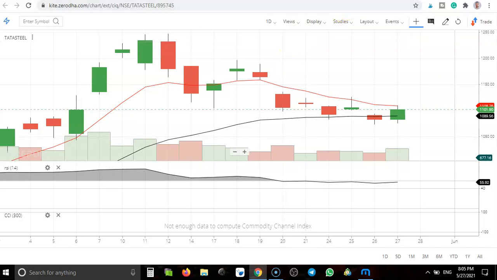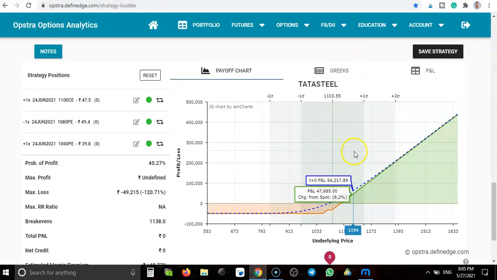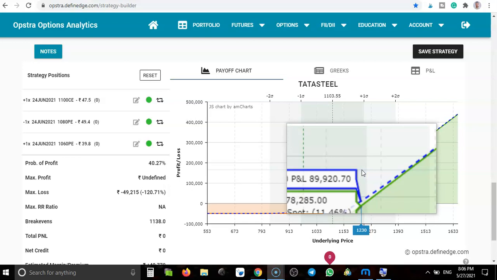If price goes to 1230, now you can see my profit is 89,920. That is a very interesting trading strategy. So I'll hold my position till expiry. That is a very unique trading strategy. So basically this is how I'm applying it.